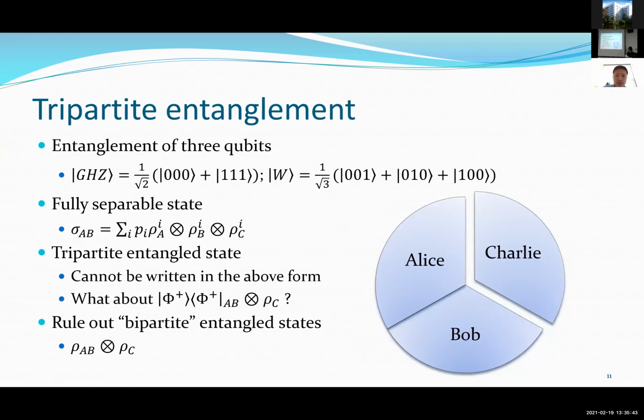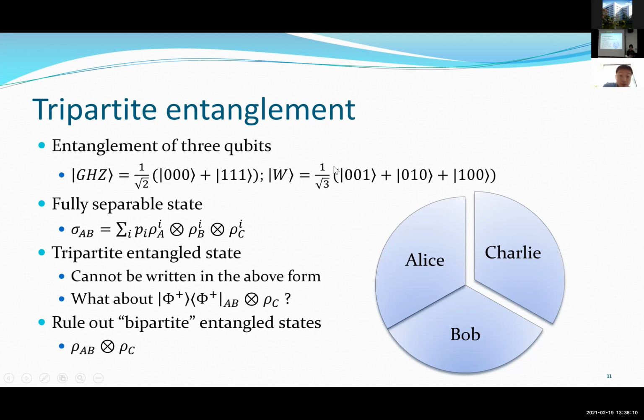Now we move on to a little bit more parties, the tripartite case. We know there are lots of examples of three-qubit entangled states. For example, the GHZ state, 000 plus 111, and the W state, 001 plus 010 plus 100. Those are two very typical tripartite entangled states.